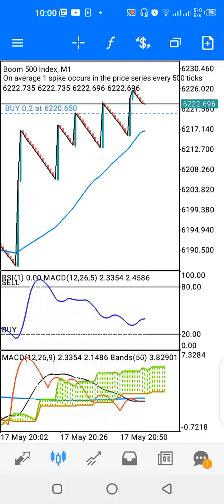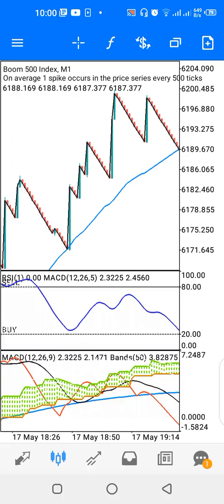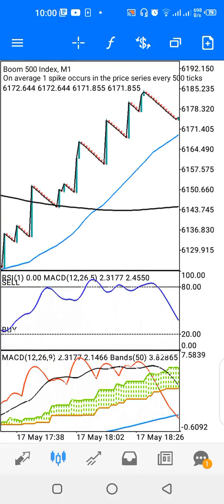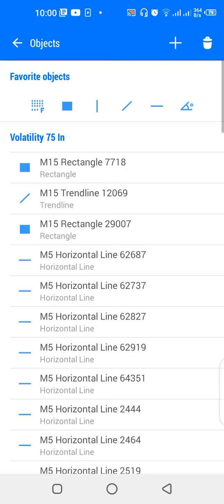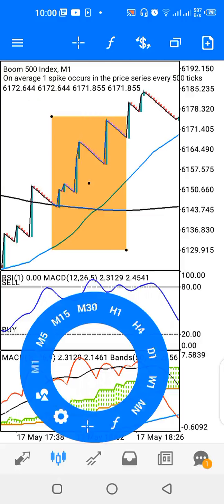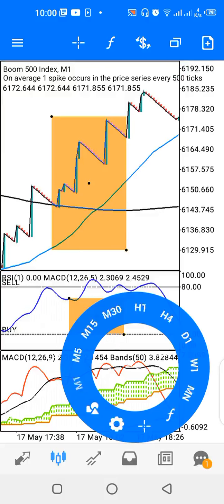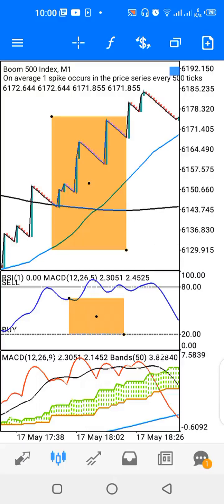Today we'll be looking at a strategy you can use to trade boom and crash. On my screen I have Boom 500 index, 1 minute time frame. Now I have three windows. I have the main window. This is the main window. I have indicator window 1. This is indicator window 1, and I have indicator window 2. This is indicator window 2.